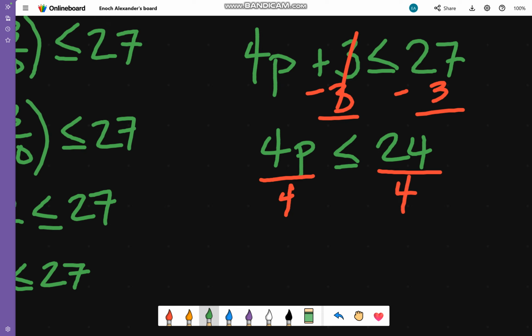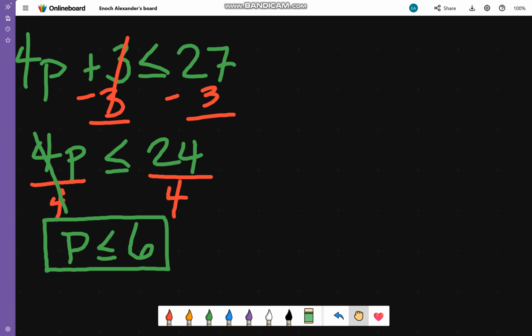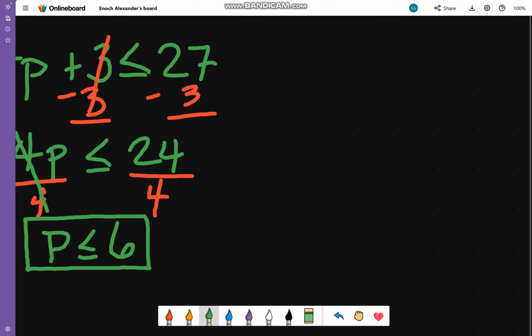Once we divide 4 by 4, we're left with 1p, and this is what we wanted. We have p is less than or equal to 24 divided by 4, which is 6, because 4 times 6 is 24. This is the solution: p is less than or equal to 6. And let's graph that now so we can see how that will look on the graph.